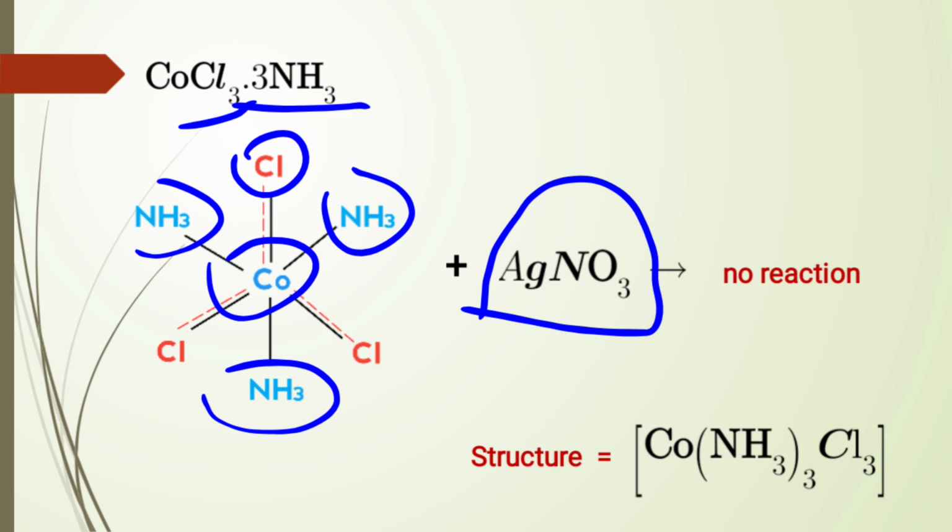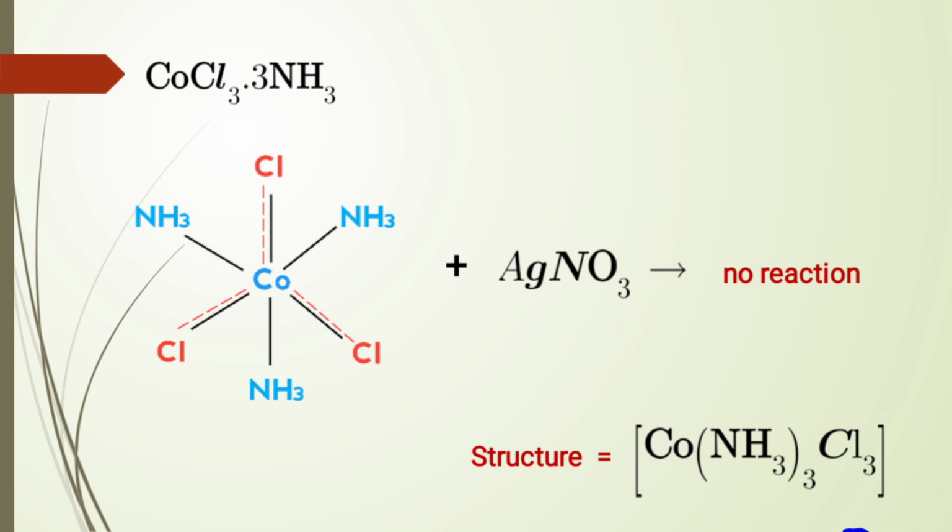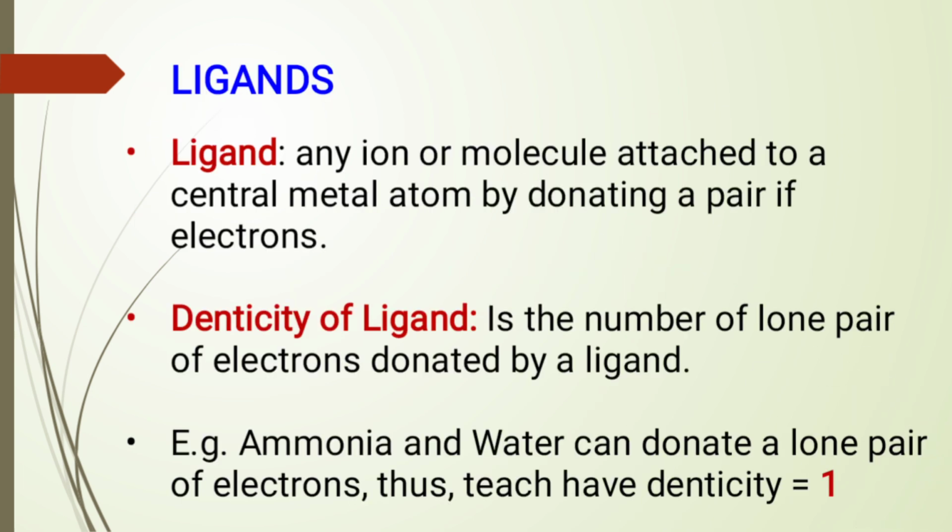So in this case, all this ammonia and chlorine will be inside the coordination sphere. So we have 3 NH3 and we have 3 chlorine. Do you understand? Yes. Any question? No. I wish you all the best. So now let us see what we have next. Ligands.